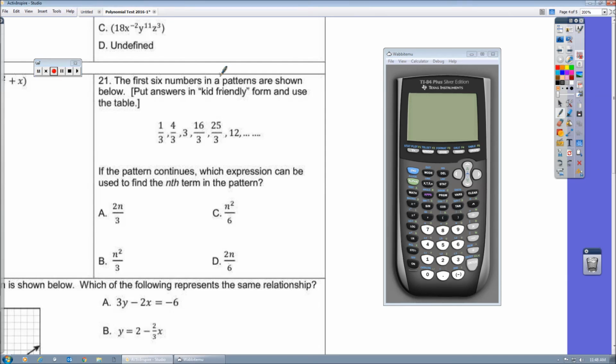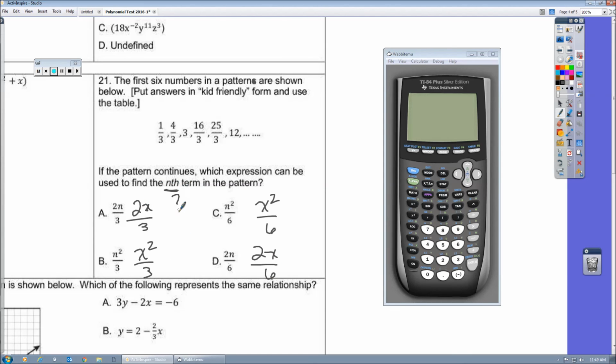21. The first 6 numbers in a pattern, that's a typo there, are shown below. Now I gave you a hint. Put your answers in kid-friendly form. What that means is instead of using the letter N, use the letter X. So x squared over 3, x squared over 6, 2x over 6. And they're asking you which one of these represents the nth term.